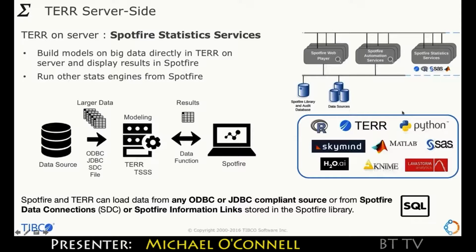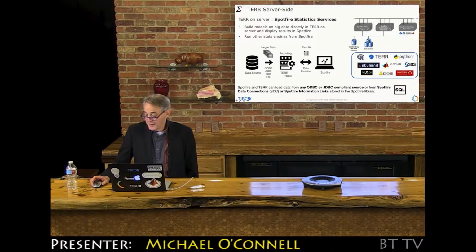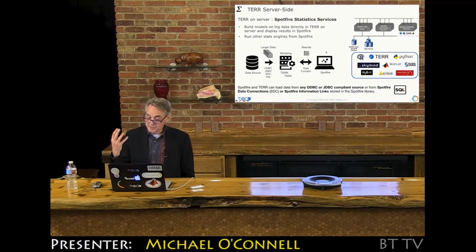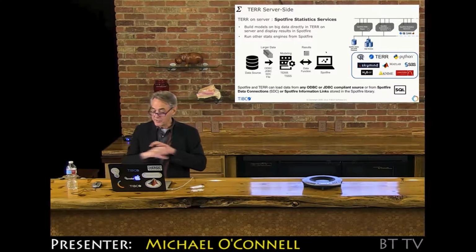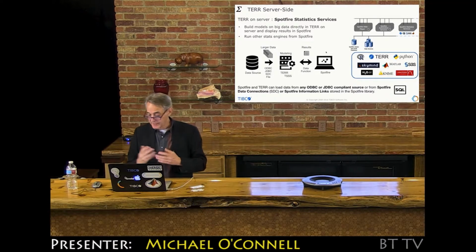So on the server side, you can call out to those and do the similar sorts of things that I showed you there. You can have data functions that call out to those engines rather than just the internal TERR engine. And on the server, this is interesting because we've got Spotfire here and we've got data on the server. When you point Spotfire at a data source, it introspects the tables, and you can say, I want these columns from this table, and we create a meta layer. It's called an information link.